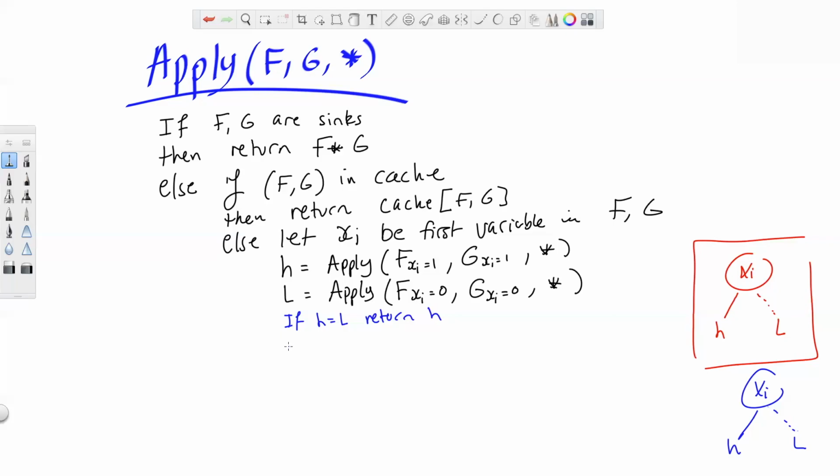So what we do here is we end up writing node equals, and we make a call to this unique node function.